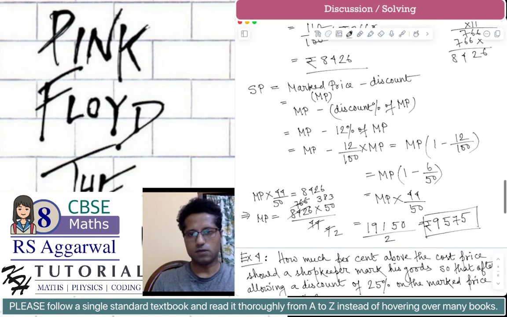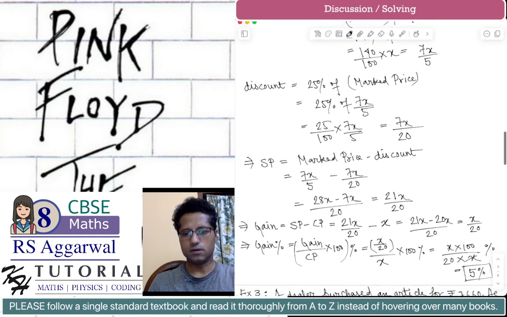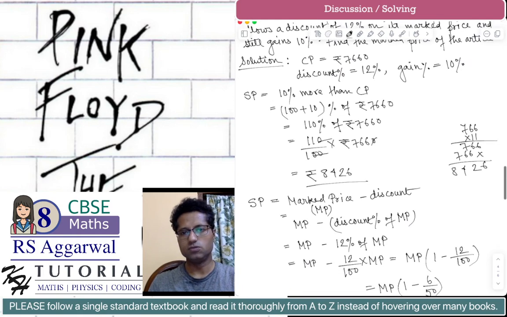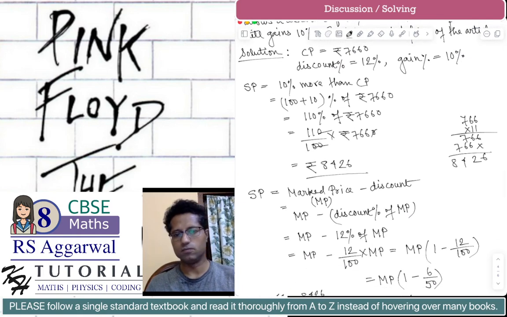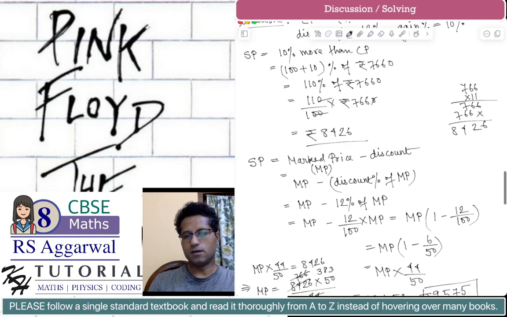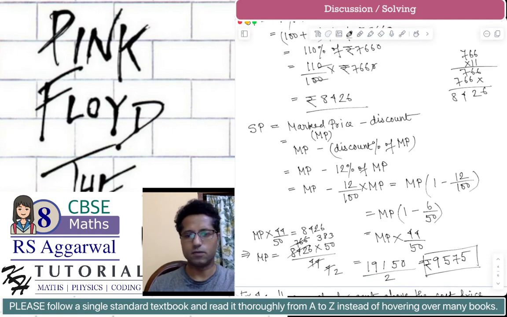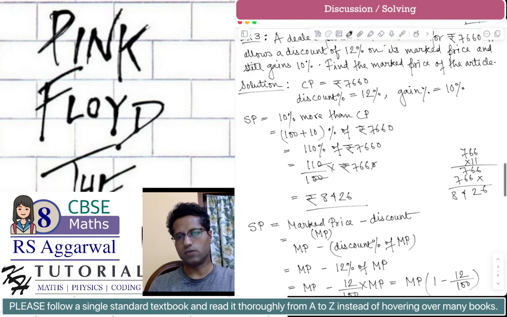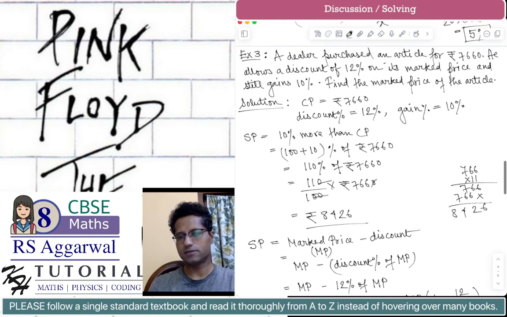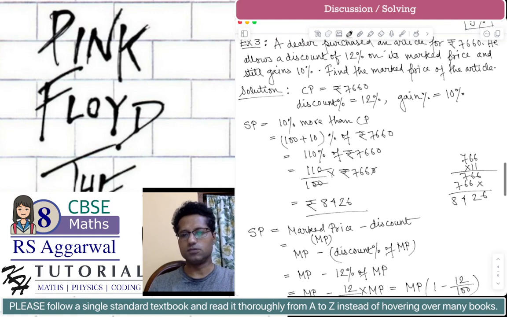So this was how we solved it. We assumed the mark price to be MP. In a way we assumed the mark price as a variable. So the way we solved it, MP is acting like a variable. Anyway, that is not the problem. So you can assume the mark price to be X.